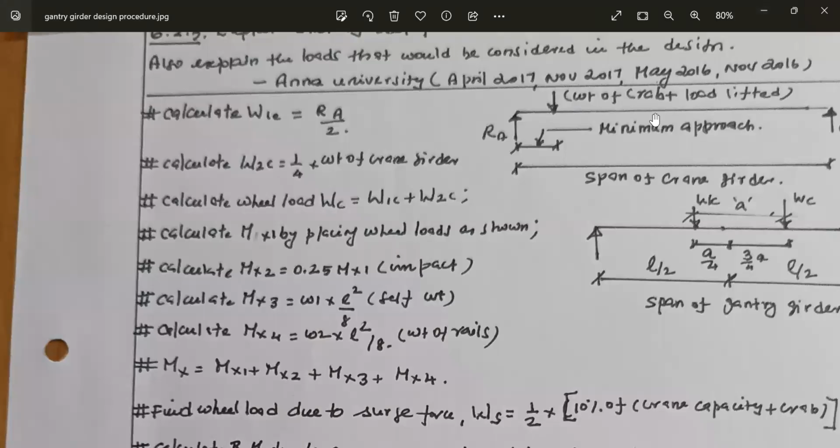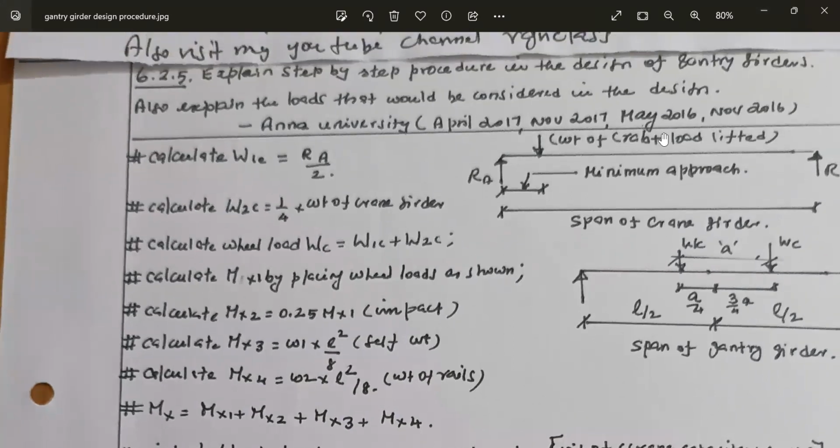Hello friends, now we will see one university question on gantry girder design procedure. On gantry girder design procedure, university questions are repeatedly being asked. Explain the step-by-step procedure in the design of gantry girders. Also explain the loads that will be considered in the design.